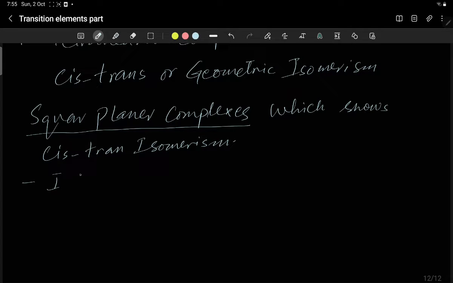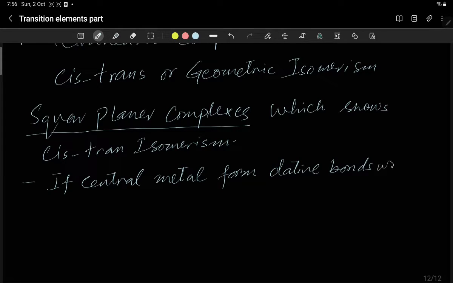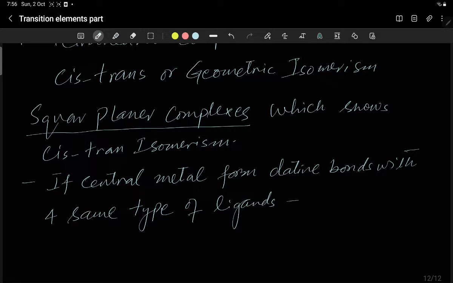For example, if the central metal atom forms dative bonds with 4 same type of ligands, there is no cis trans isomerism.